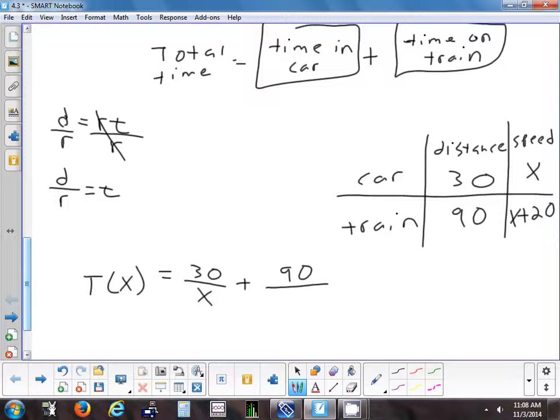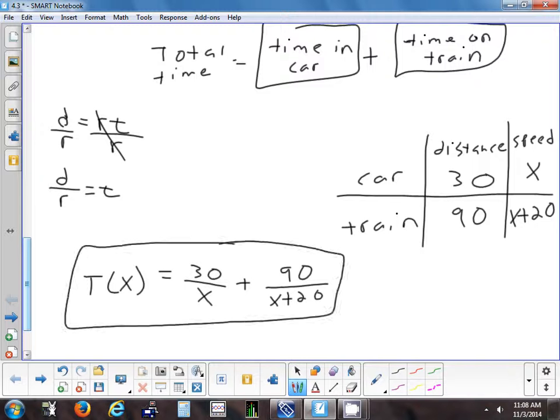Okay, and we're going to divide that by the speed on the train. Colby, what's our speed on the train? X plus 20. And that's it. There's a formula that'll give you the time for this trip as a function of x, which is the speed of the car. So if you're going 50 miles an hour, plug in 50 for x, you could find out the time. Any questions on that equation?